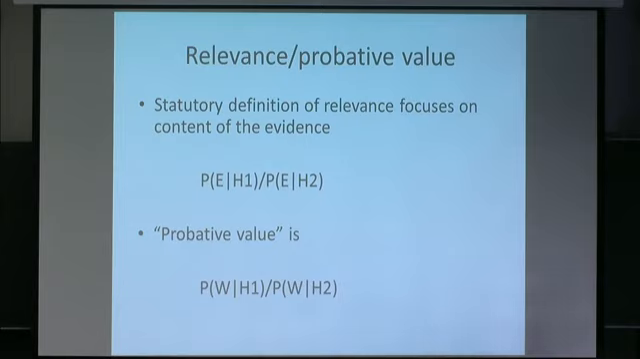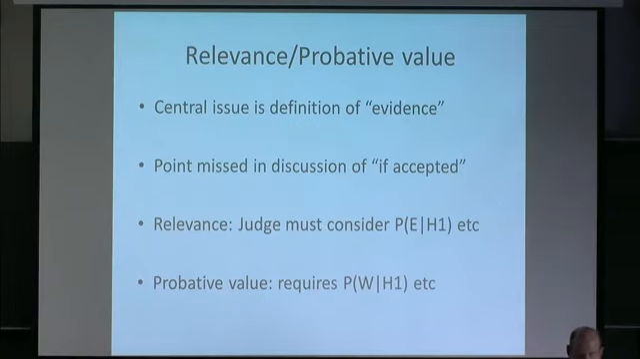when we ask the question, is this evidence relevant, we're looking at the content of the evidence. When we're asking what is the probative value, we then start to look at the characteristics of the witness, the conditions under which the evidence was obtained, and so forth. So the central issue is actually the definition of evidence. What do we mean by evidence? Do we mean the person standing in the witness box testifying, or do we mean the content of what they are saying? And this point was missed in discussion, the whole discussion about whether this if accepted clause should be read into the section.